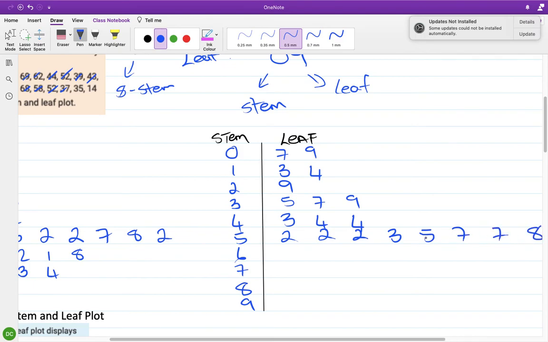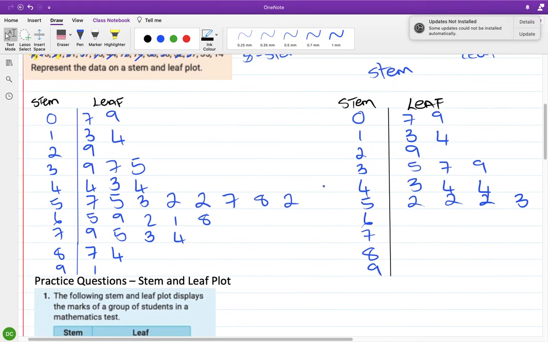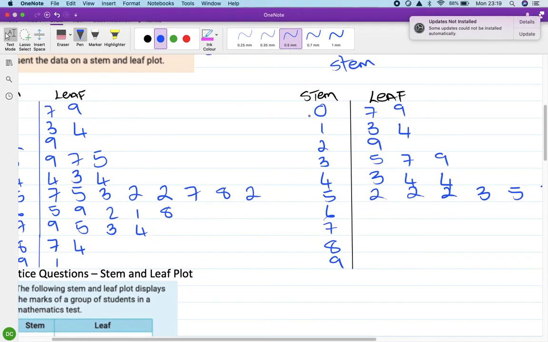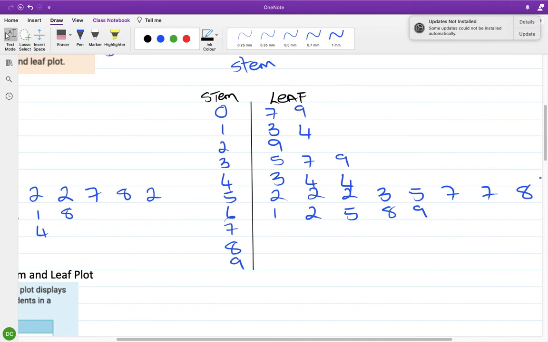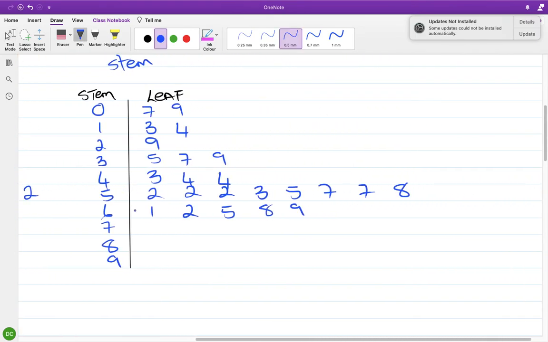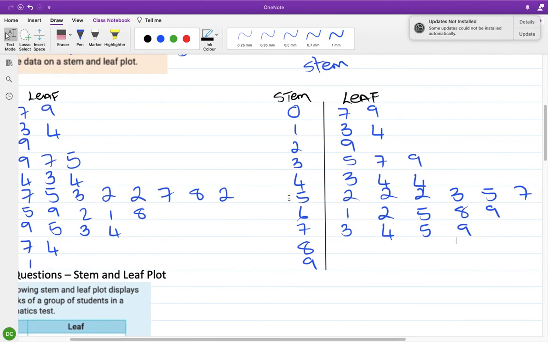1, 2, 3, 4, 5, 6, 7, 8. So 8 inputs? Yeah, that's right. Okay, 1, 2, 5, 8, 9 for the 6s. 3, 4, 5, 9. 4, 7, and 1.